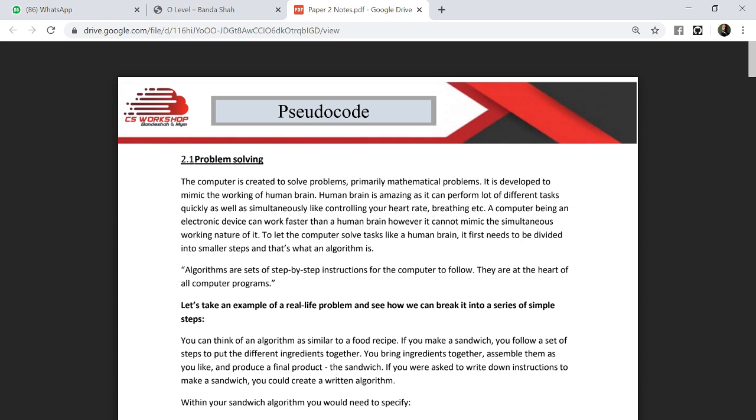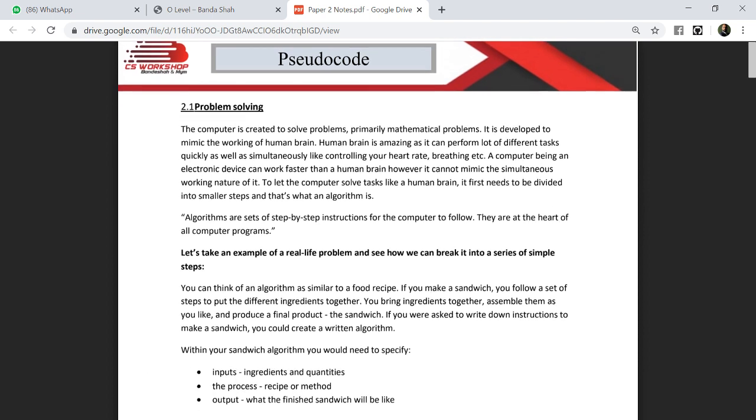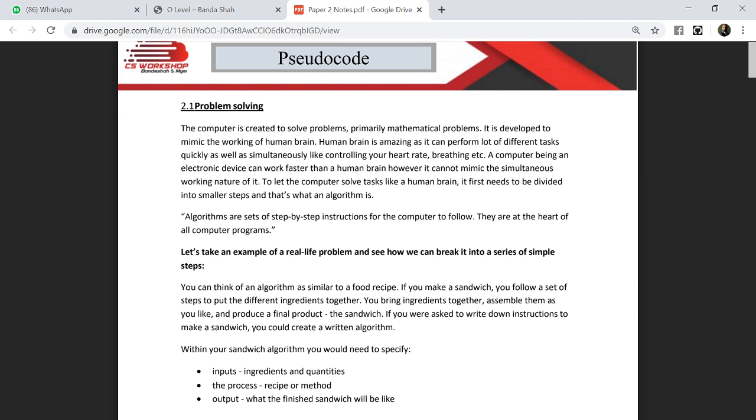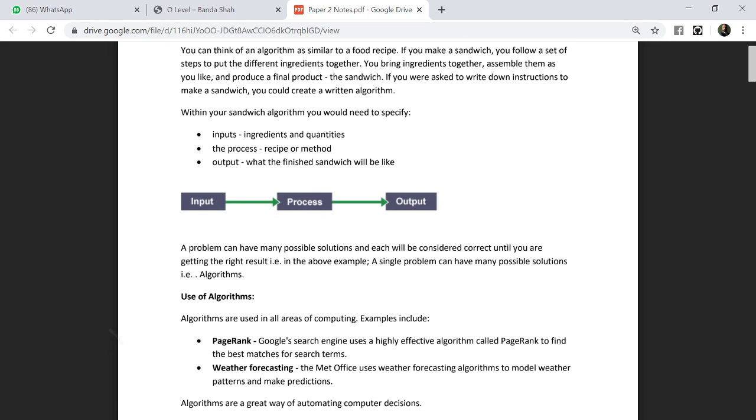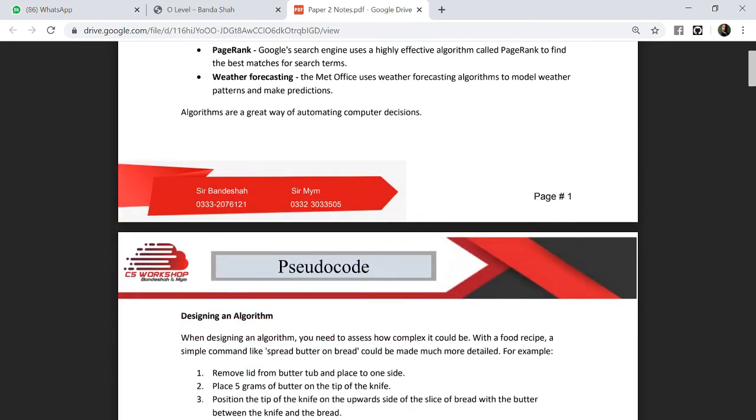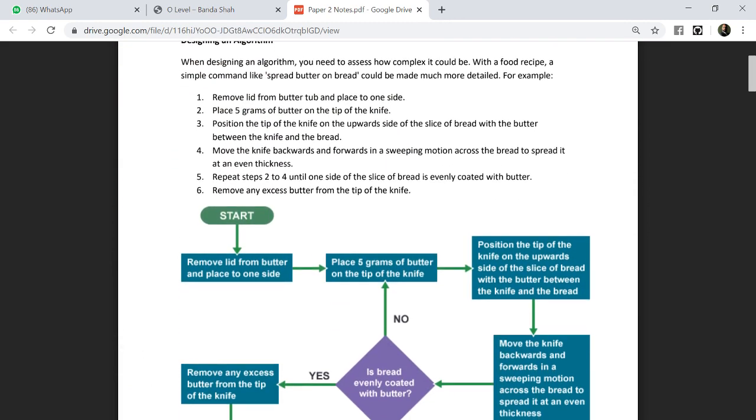When we talk about programs, we are asked to write down the algorithms, the step-by-step approach, and there are two types of algorithms that we need to do in our paper 2. One is pseudocode, which is known as the fake code, and the other is flowcharts, which are known as the pictorial representation of the problem.